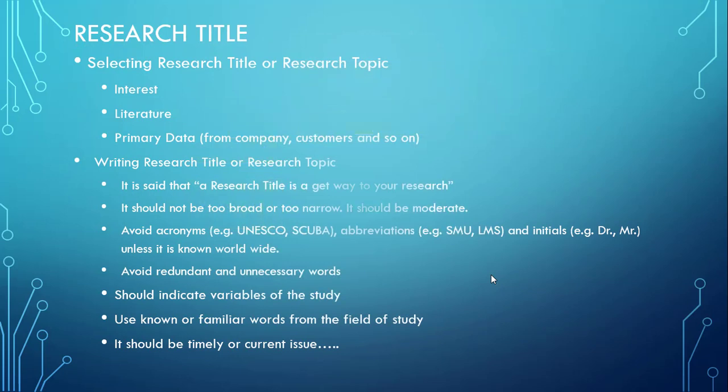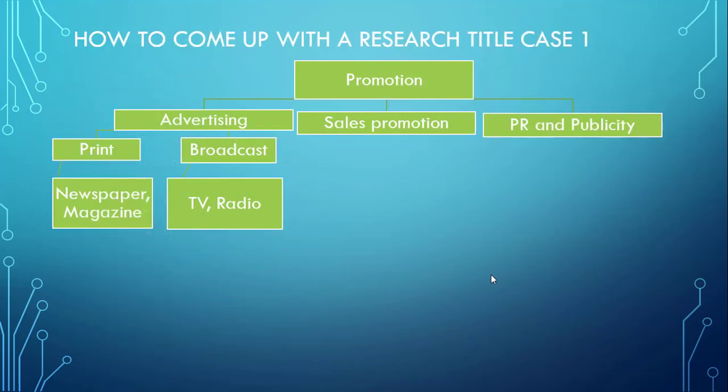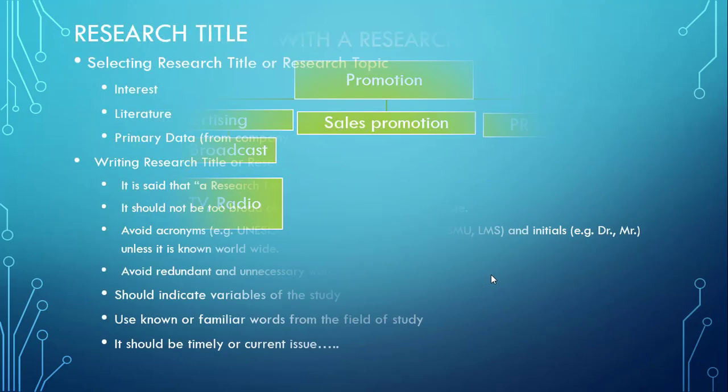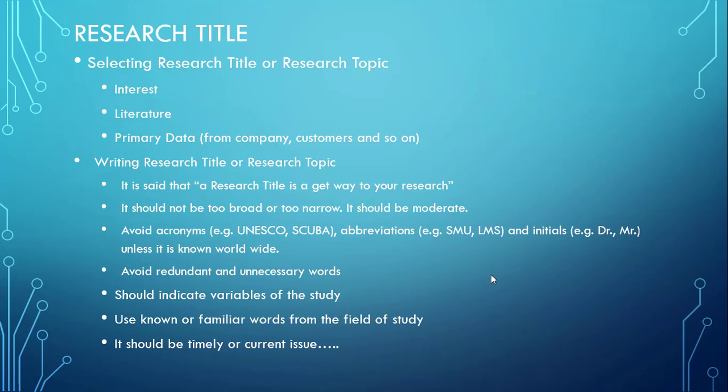We have said that there are 6 criteria that you need to see. So let's start with the easiest one. Are there any acronyms, abbreviations, or initials in the first title? It says a study of an assessment of sales promotion strategy development effectiveness, the case of a certain company or certain industry. I'm sure it is visible that there are no acronyms, abbreviations or initials in the first title, so we can ignore that.